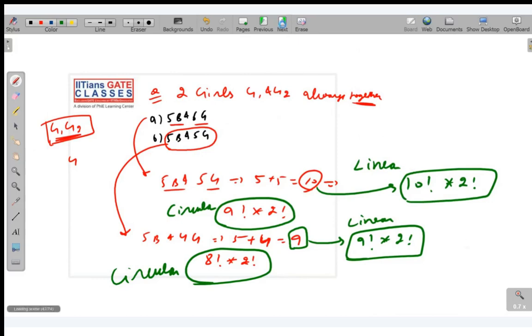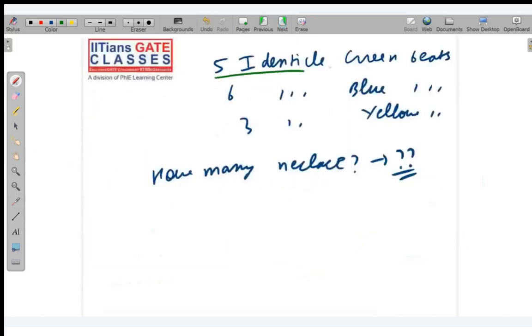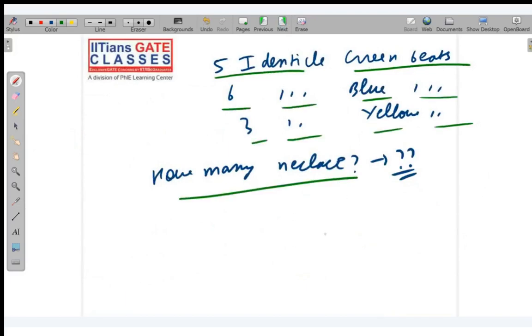Next is: 5 identical green beads, 6 identical blue beads, 3 identical yellow beads. How many necklaces are possible? I think I have mingled up 2 problems now: the Mississippi problem, that is permutation with limited repetition, and circular arrangement. Okay, so now let me say it.